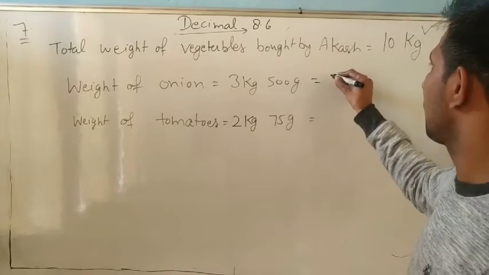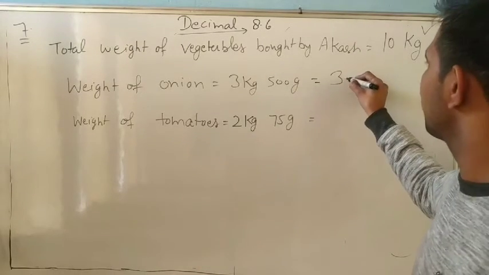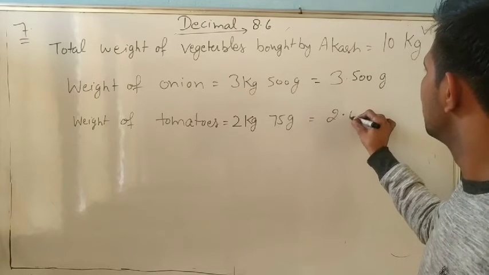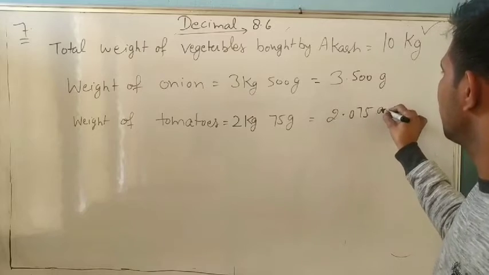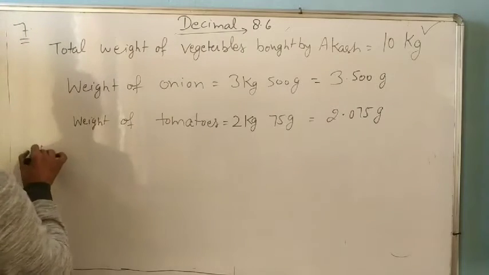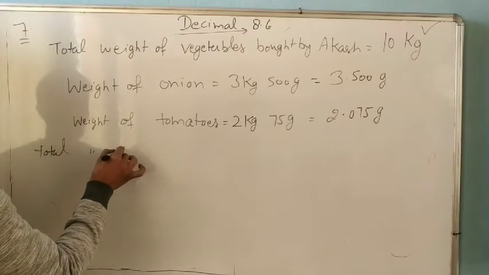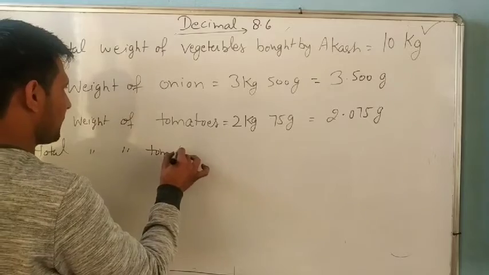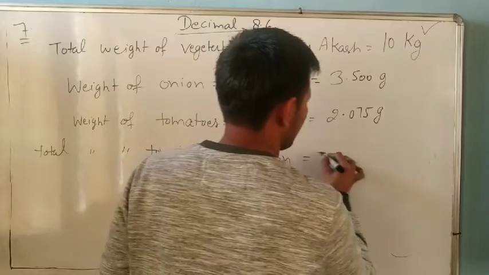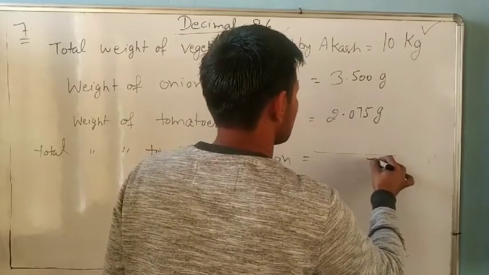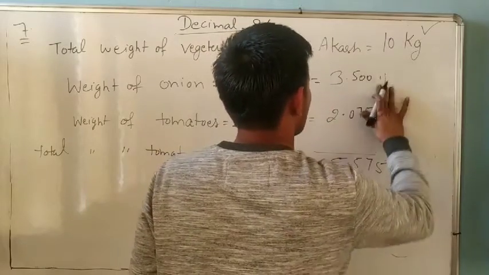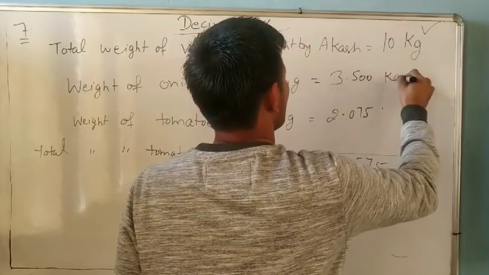So I am writing directly. We already did many questions. So it becomes 3.500 kg, and it becomes 2.075 kg. Understand it? So now write total weight of tomatoes and onion. How much total weight will you add? So 5, 7, 5.575. Not gram, it is kg.